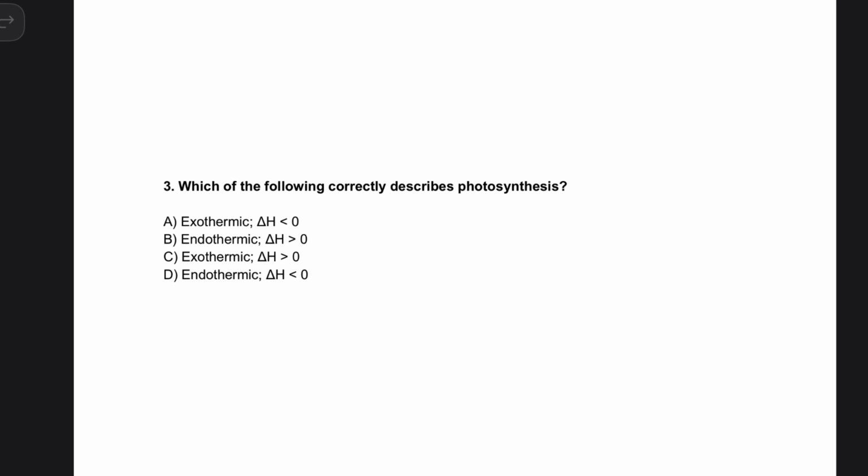Okay, next, which of the following correctly describes photosynthesis? Photosynthesis, as we know, requires energy. And what is this energy that it requires? Well, it's sunlight. So if it requires sunlight, it requires energy, and this makes it endothermic. And then endothermic reactions always have a delta H above 0, and then exothermic below 0. So this will be option B.